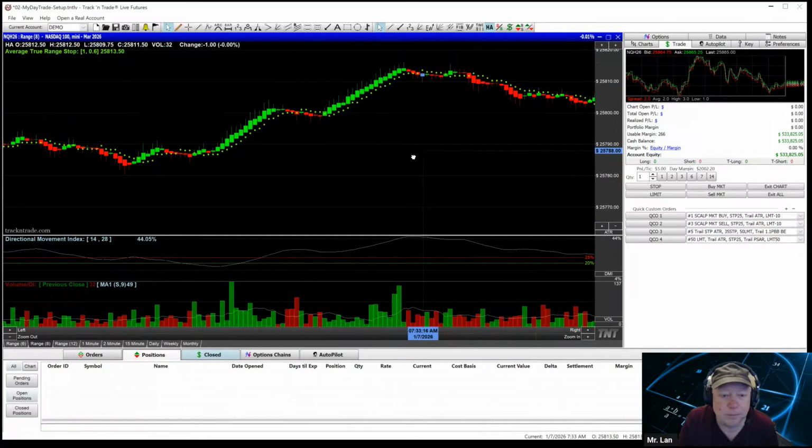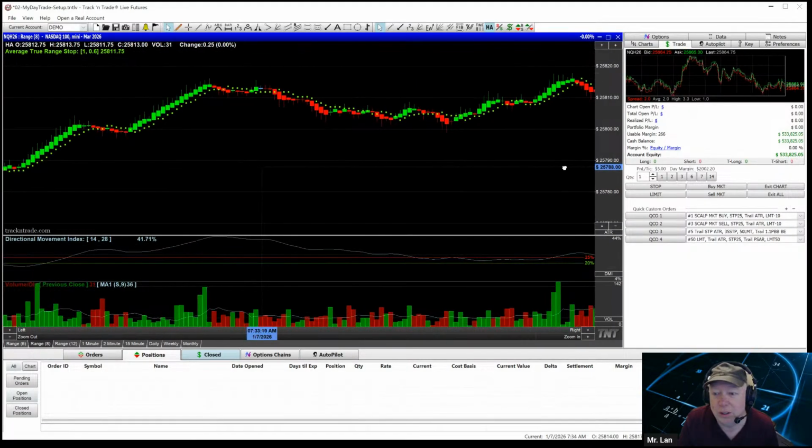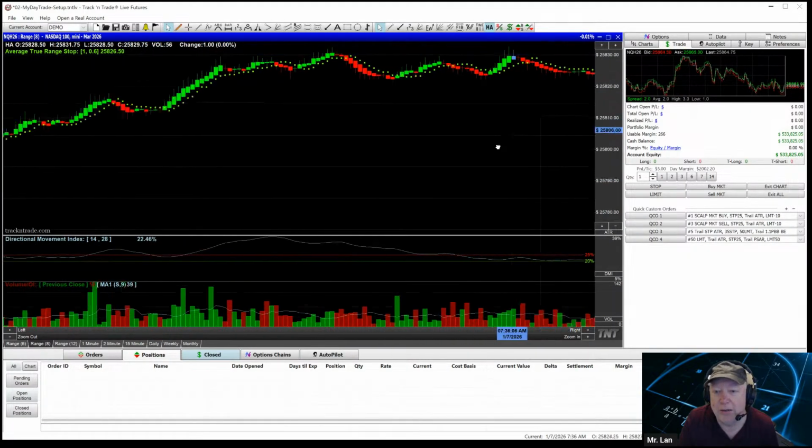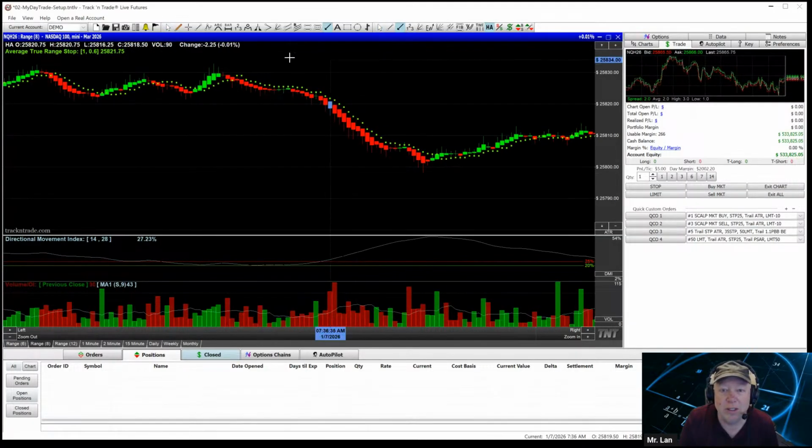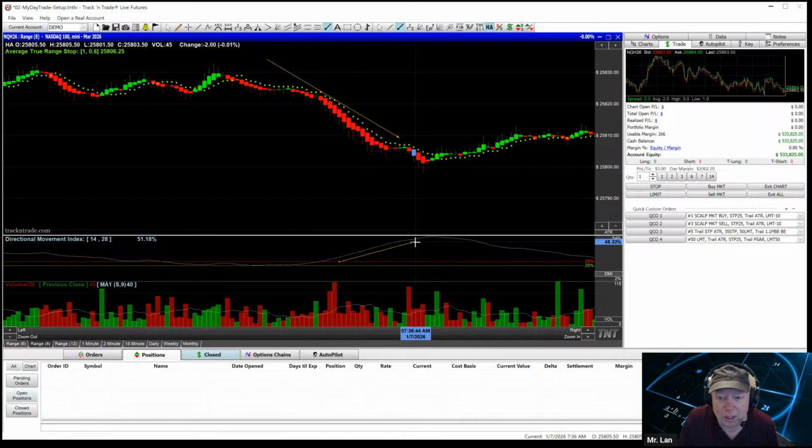Okay, so let's see if I can find a nice strong downtrend. There. Okay, there's an example. That's what I was looking at. See that nice strong downtrend? Look at the indicator still going up. That means it's a strong downtrend, because the indicator's going up. It's just a strength indicator, so it tells you when the market is strong.